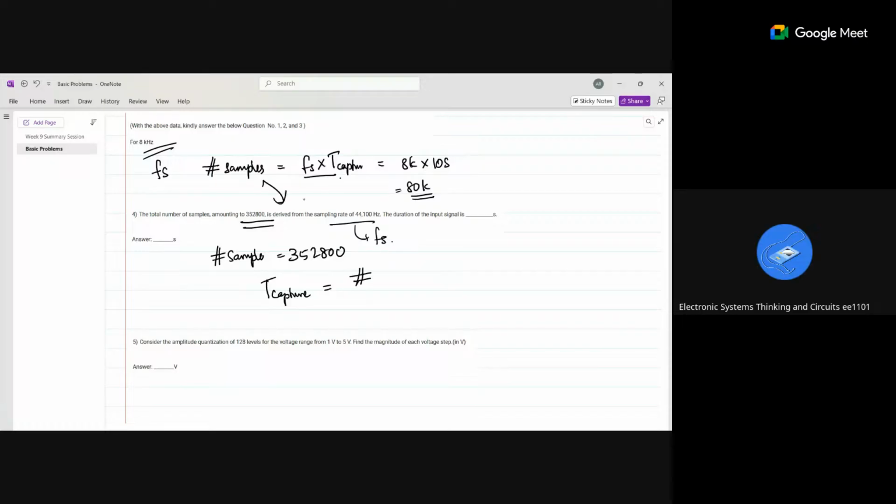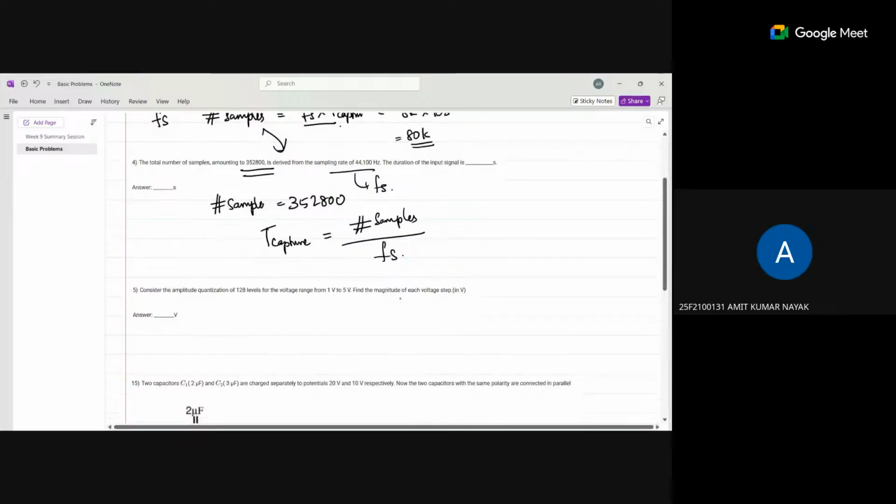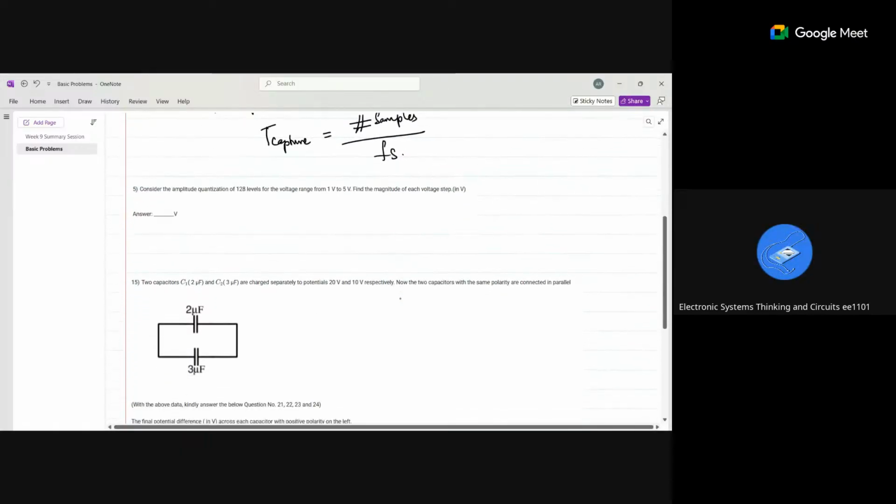From the same formula, right? We'll just divide the number of samples by Fs, the sample frequency. Then you'll get the answer.